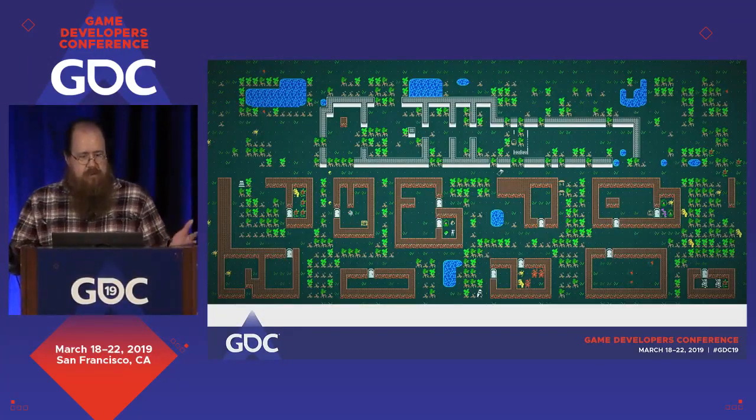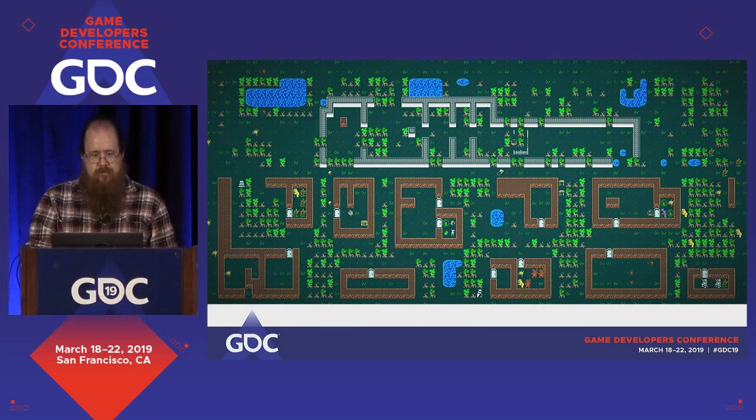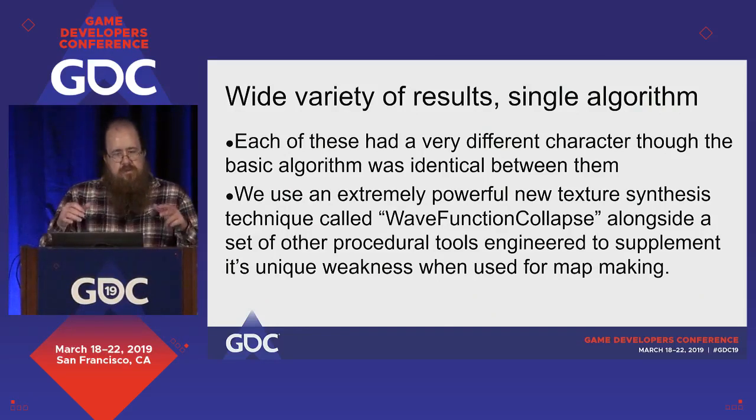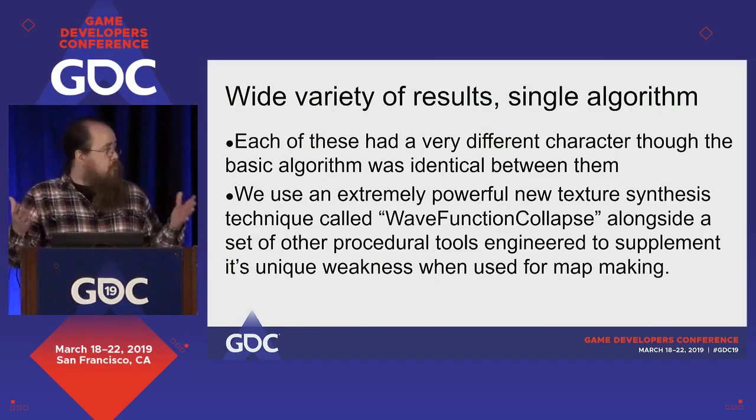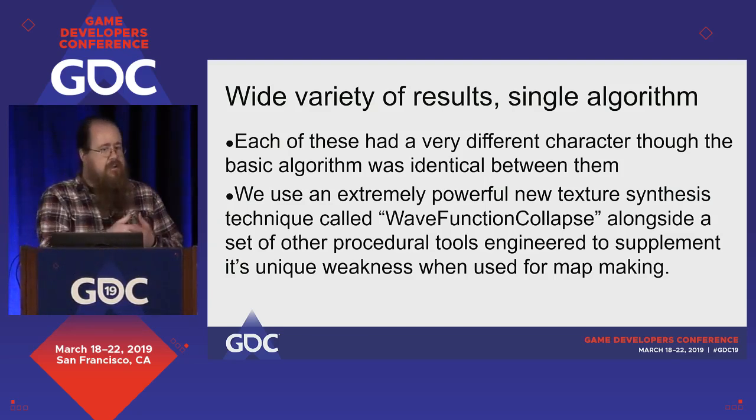And here we have a little town. We've got maybe a big ruined civic structure up north, and in the south we have a bunch of rectilinear village buildings adjacent and laid out along a nice forested path. So these are a wide variety of results, but the result of a single algorithm. So these each had a very different character.